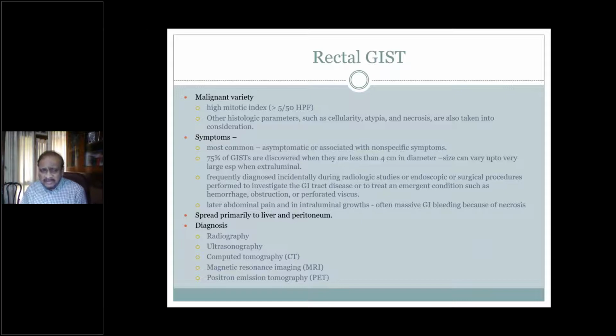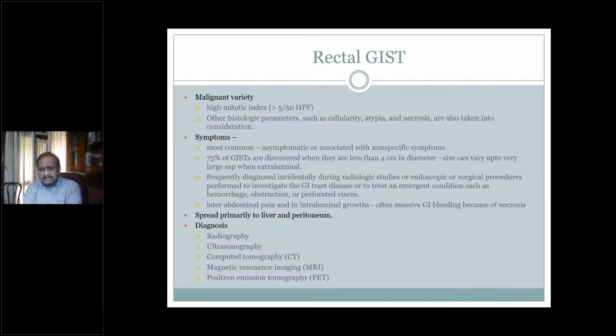I mean, if you have a mitotic index of cells dividing at a rate of more than 5 per 50 HPF, that is known as a malignant variety of GIST. Less than 5 is probably a non-malignant variety. And the other histological parameters add to the diagnosis, namely the cellularity types, the atypical cells or atypical nucleus, and necrosis. They also have to be taken into consideration before you classify rectal GIST as being malignant.